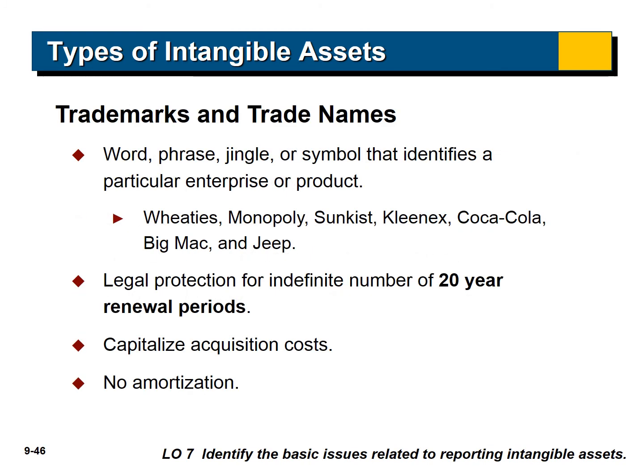Trademarks: a word, phrase, jingle, symbol that identifies a particular enterprise or product. Wheaties, Monopoly, Sunkist, Kleenex, Coca-Cola, Big Mac, Jeep, etc. are all trademarks or trade names. Legal protection for an indefinite number of 20-year renewal periods. So we capitalize the acquisition cost, but no amortization because it's an indefinite period of time.